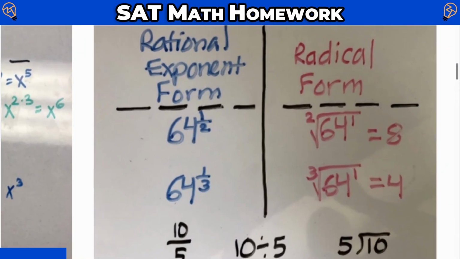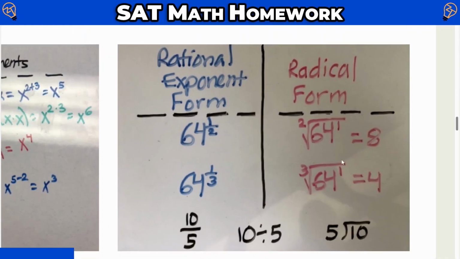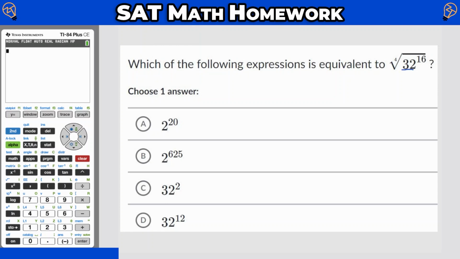And we notice that in radical form, you're going to turn it into rational exponent form by essentially reading it from right to left. So in this case, 64 to the 1/3 becomes 64 to the 1/3, top to bottom. So here we'd say 32 to the 16/4. And we know that 16 over 4 is equivalent to 4. So now we get 32 to the 4th.